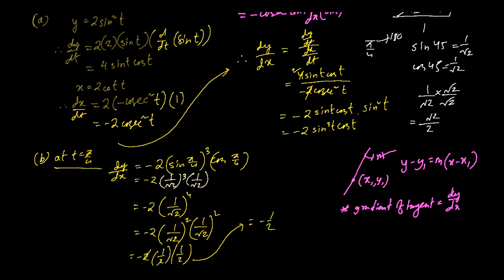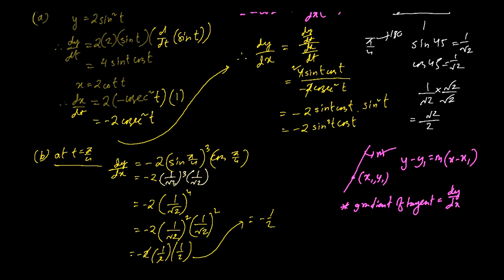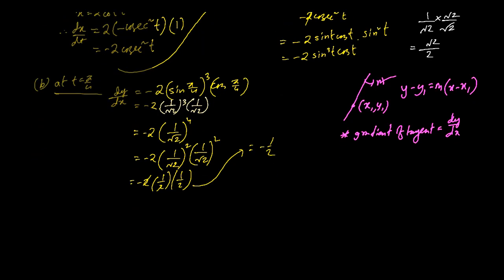So the gradient of the curve at the point t equals pi by 4, remember this is the parametric format of a point. A point in Cartesian has an x coordinate and a y coordinate. So if the curve has gradient minus half, the gradient of the tangent would be the same, because the gradient rule says that the gradient of the curve at a particular point is the same as the gradient of the tangent at that particular point. So now we have the gradient, we need the point.